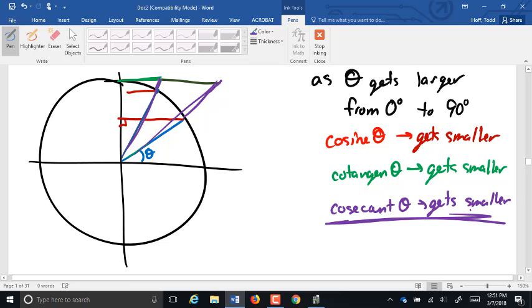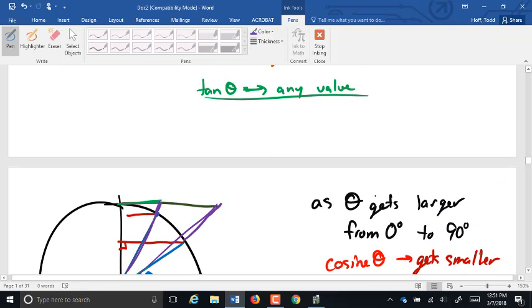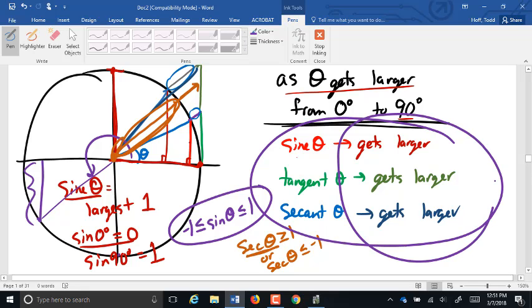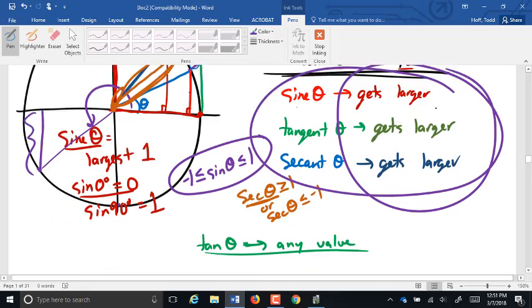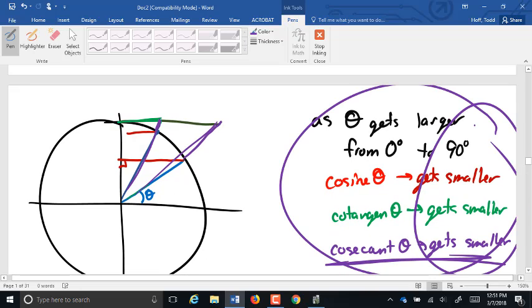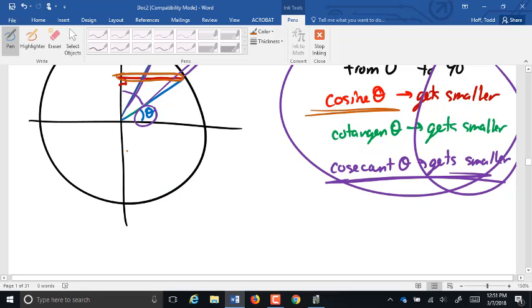There should be a pattern developing here, by the way. As we go from 0 to 90, all of our regular functions get larger. All of our cofunctions get smaller. Because the angle is getting bigger, the complement of the angle is getting smaller. Cosine. Well, since the cosine is basically the sine of the complement, we can probably come up that cosine has to be what?